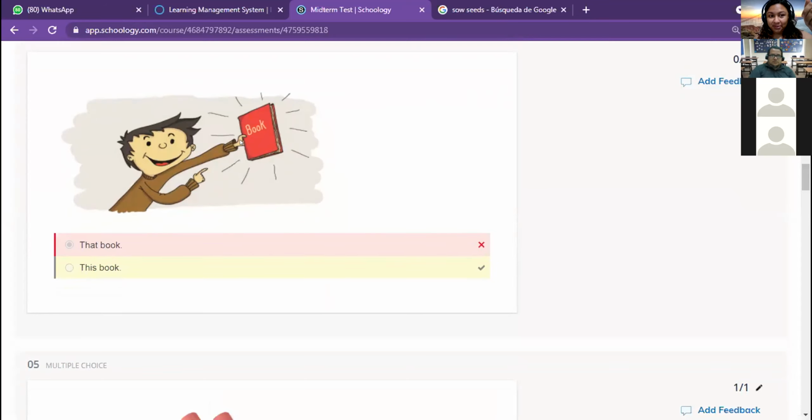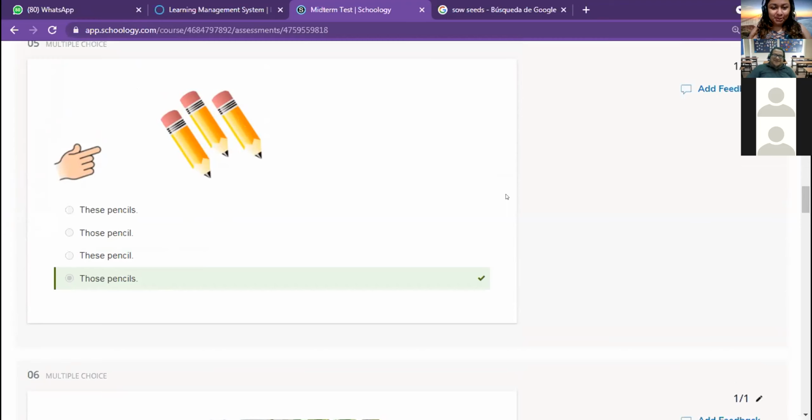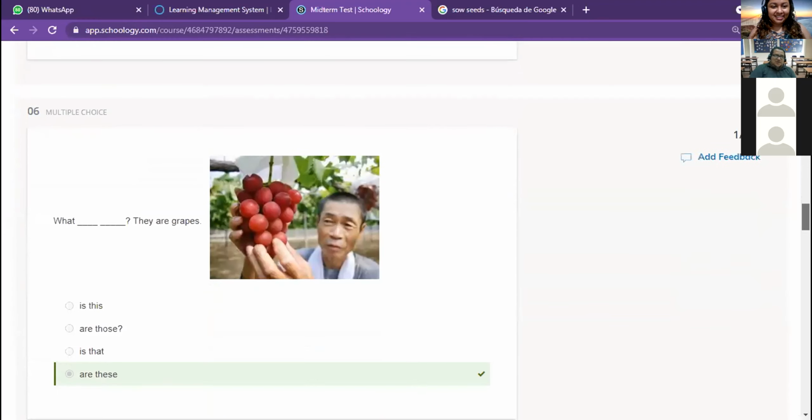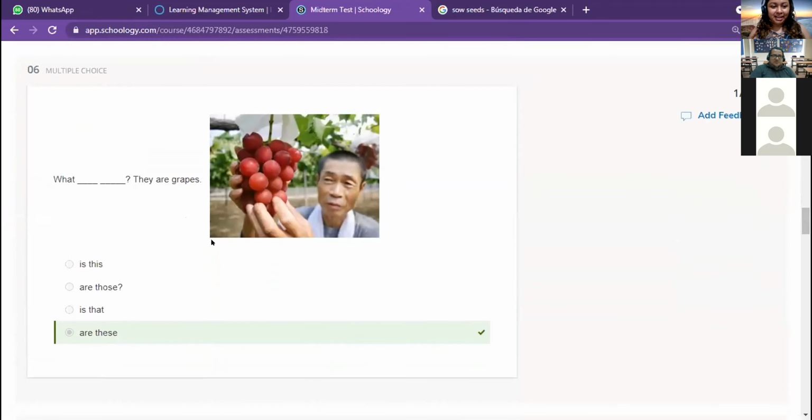Okay. In this one, we have those pencils. Those pencils. And in this case, we say, what are these? Ah, they are grapes. So many grapes. Okay. And what is that? It's a house, right? How many pencils? This one.